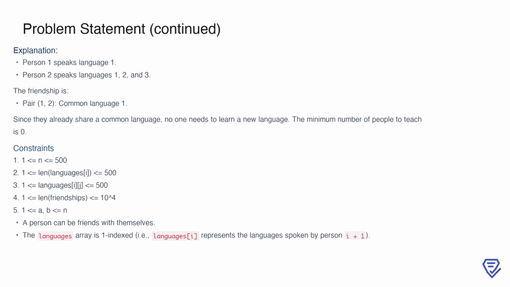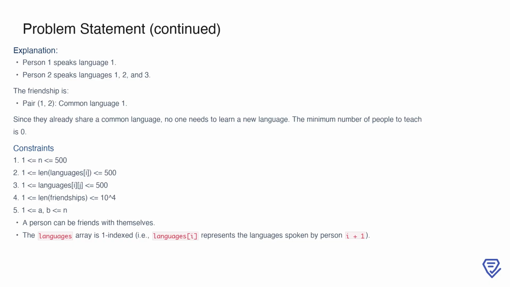Now consider a second example. Here, there are two people, and their languages are as follows. Person 1 speaks only language 1, while person 2 speaks languages 1, 2, and 3. They have one friendship, represented as the pair 1, 2. In this case, person 1 and person 2 already share a common language, which is language 1. Since they can already communicate, no one needs to learn a new language. Therefore, the output is 0.